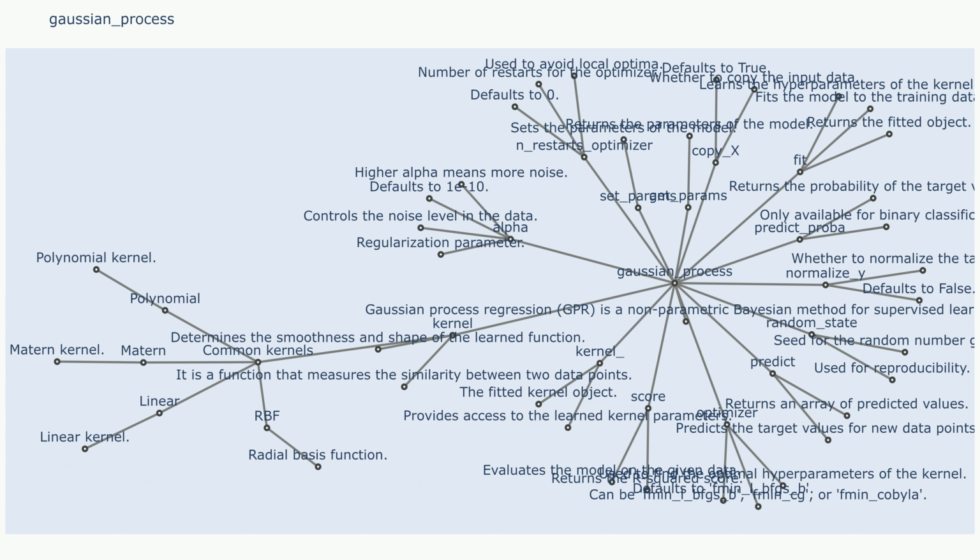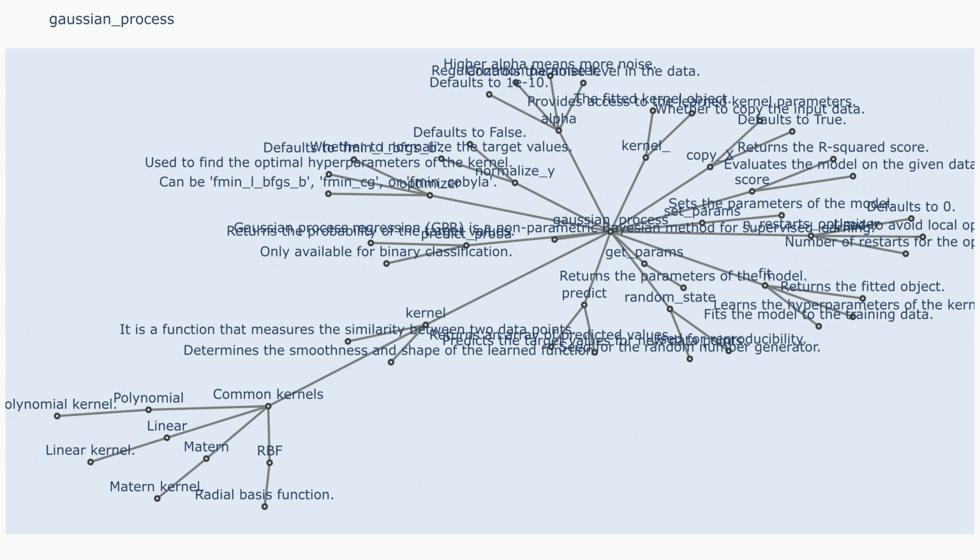YAML example explained. YAML. kernel: type: RBF, length_scale: 1.0, length_scale_bounds: 1e-5 to 10.0. alpha: 1e-10. n_restarts_optimizer: 10. optimizer: fmin_l_bfgs_b. Kernel. Type RBF specifies the radial basis function kernel.